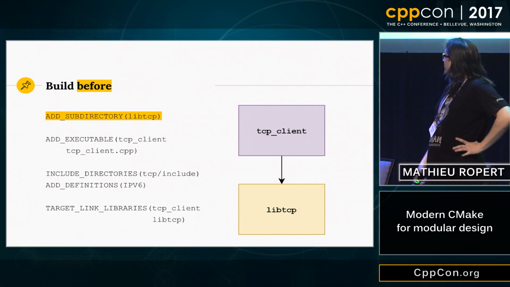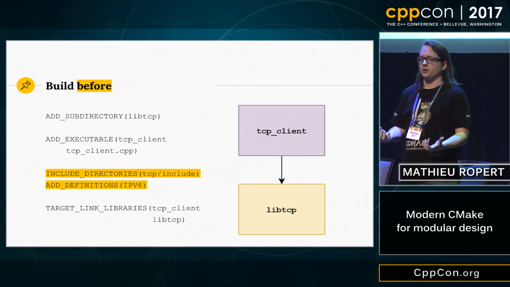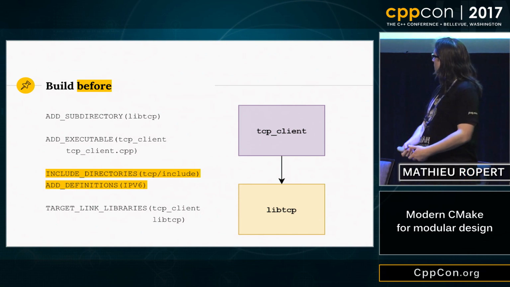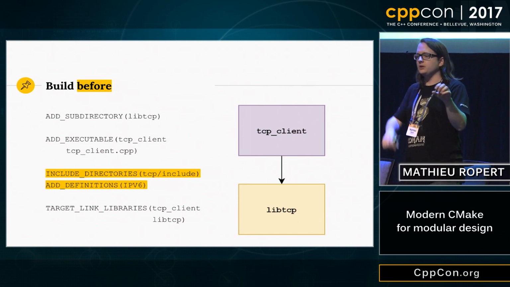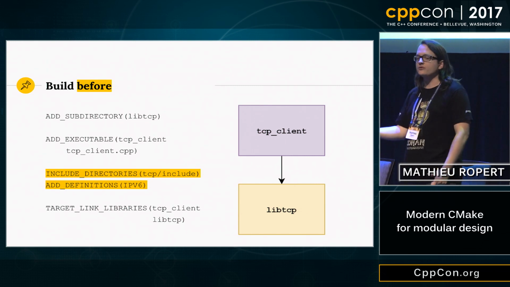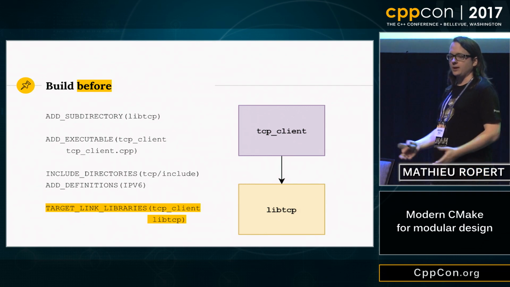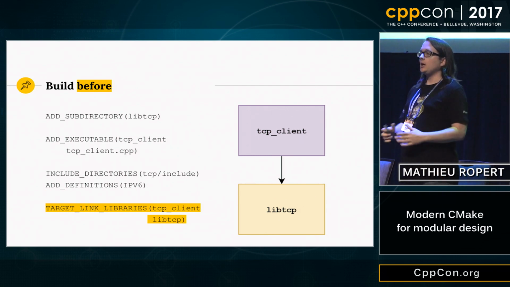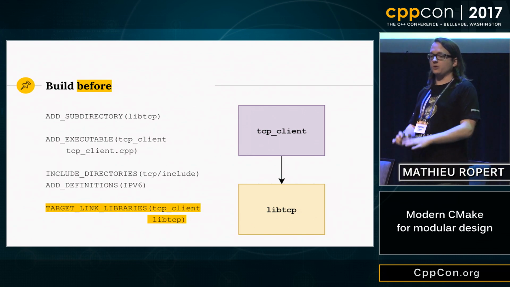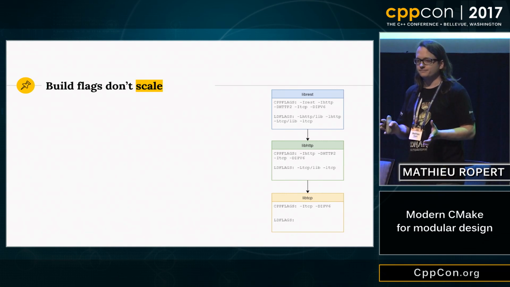And the problem with that is that I'm not expressing myself in terms of modules here. I'm not saying to CMake, I have this binary, it needs this library. I'm telling CMake, I have this binary, it needs those headers, it needs those flags, and then it needs to link to that. I'm not talking about modules. I'm talking about build flags. And there is a world beyond those two. You can miss a lot of things, and it doesn't scale.